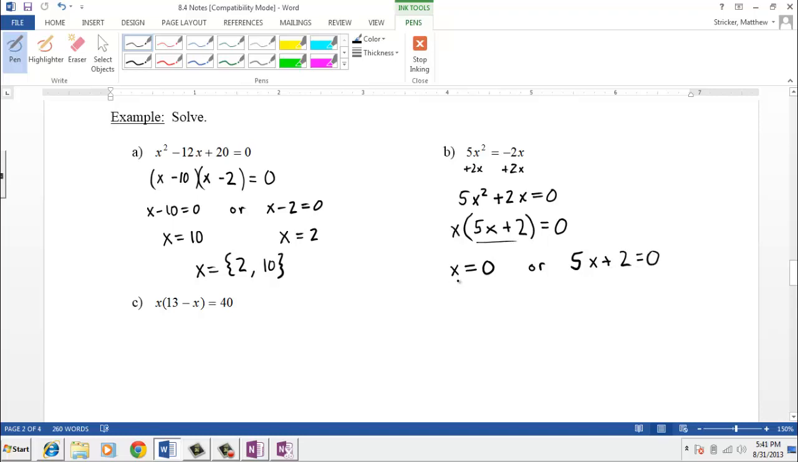Here we're good, x equals 0. The other one is going to have 5x. If we move the 2 to the other side, it becomes a negative 2. And we can divide by 5. We get x equals negative 2 fifths. So my answer is x equals negative 2 fifths and 0.